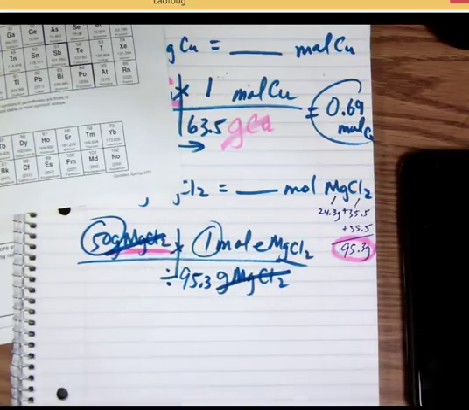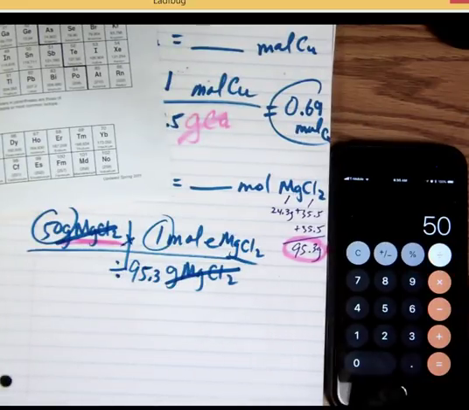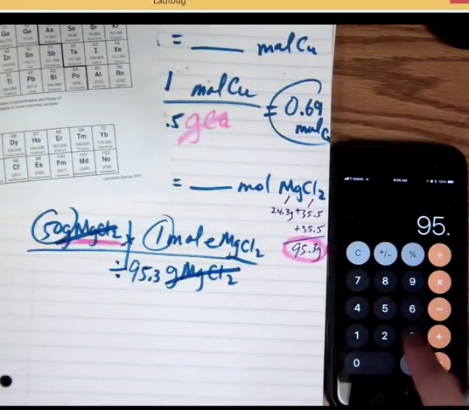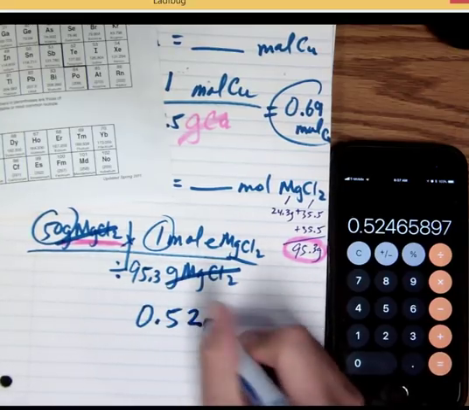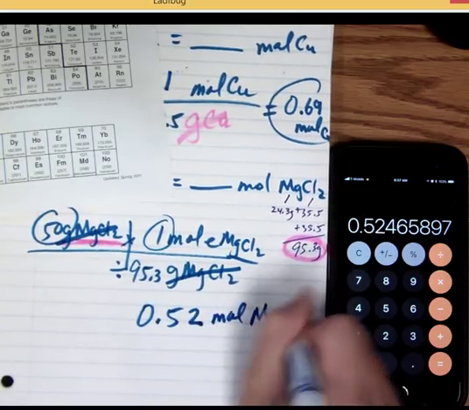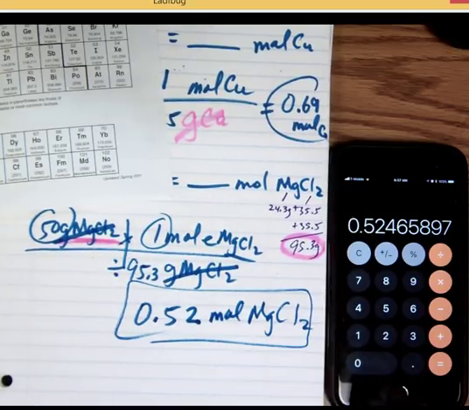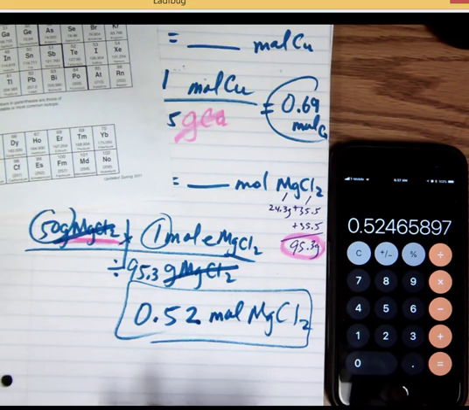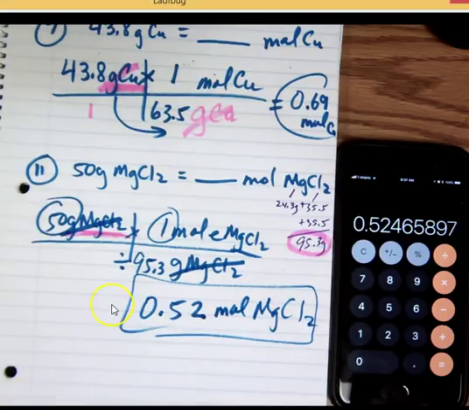Okay, 50 divided by 95.3. And you get 0.52 mole of MgCl2. Always include the units. You need to know if you're talking about moles, grams, molecules, or atoms. But this video, this page is just doing grams and mole. Okay? So that's one step, moles to grams and grams to mole conversions.